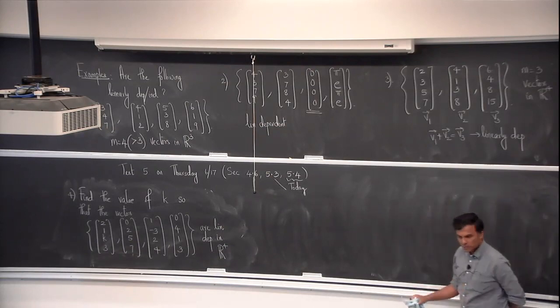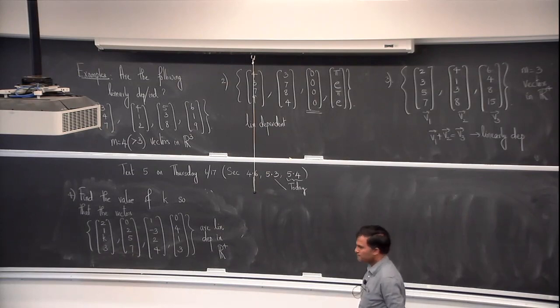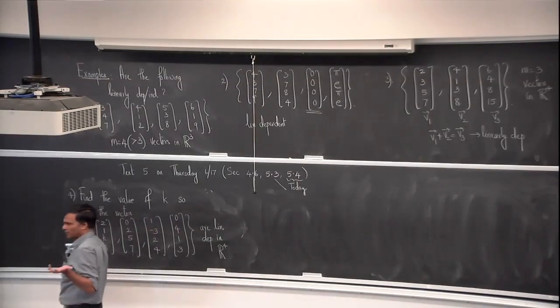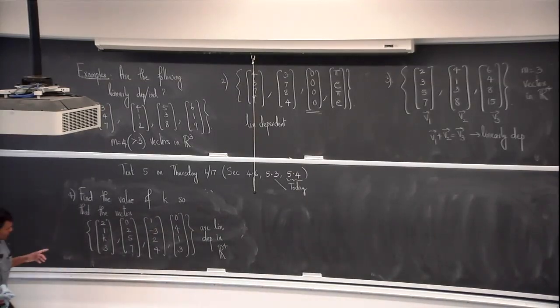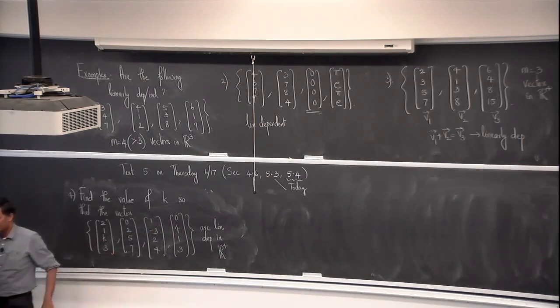So what do you think you should do? If I count it right, there are 1, 2, 3, 4 vectors in R4. What is our strategy here? In any problem like this, there has to be a way to do it, right? Unless you want to plug in each value of k and test it out, you don't want to do that. So what has to be the method here?